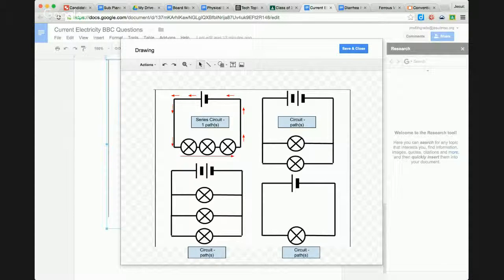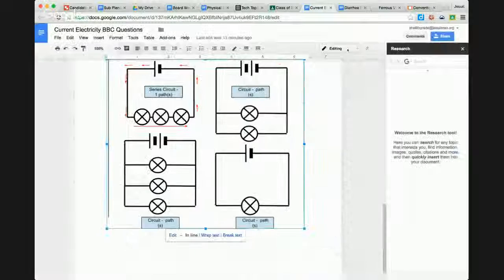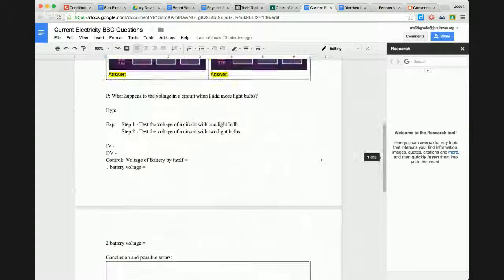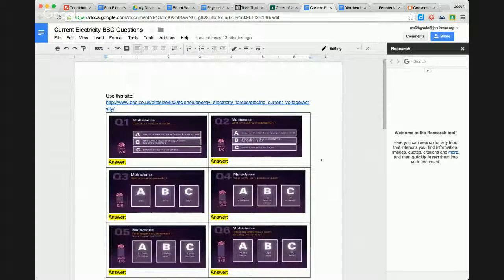The electrons have only one path. So what you will do then is click the little line selector here and grab an arrow, and you can now put in an arrow to show the path or paths of electrons. And when you are done putting in all those paths and labeling the circuit as series or parallel and telling the number of paths, then you can just click Save and Close, and that will be good. So when you're all done, just go ahead and click Turn In, and you will be done with your assignment.